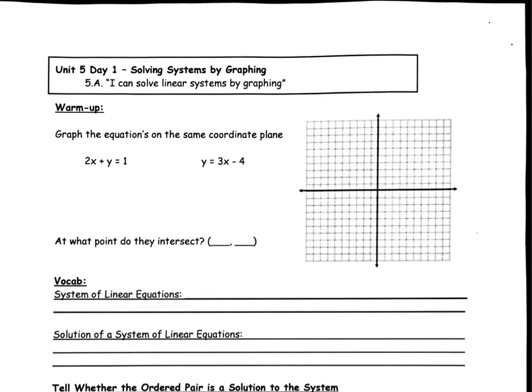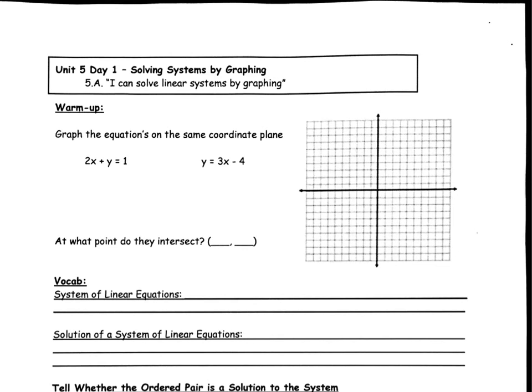Hi everyone, we're trying a new way to do our flipped classroom, so we'll give it a whirl and see how it goes. So what I'd like you to do right now is start with your warm-up. We're starting with Unit 5, Day 1, Solving Systems by Graphing. Now by now everyone is really good at graphing, so you should have no trouble doing the warm-up.